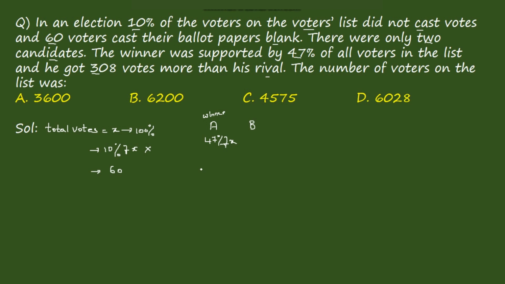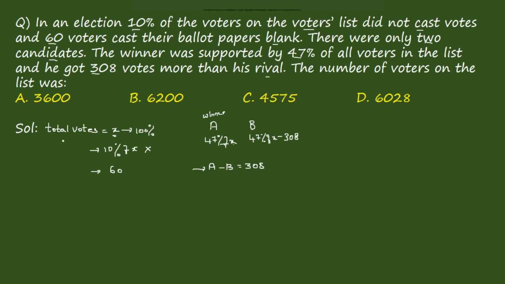Then we can say that A minus B, the votes obtained by A and B, is given as 308. Again, they are asking for the number of voters on the list. We have to find the value of x now. 47% of x has gone to A, and A minus B is 308. Then B would be getting 47% of x minus 308.